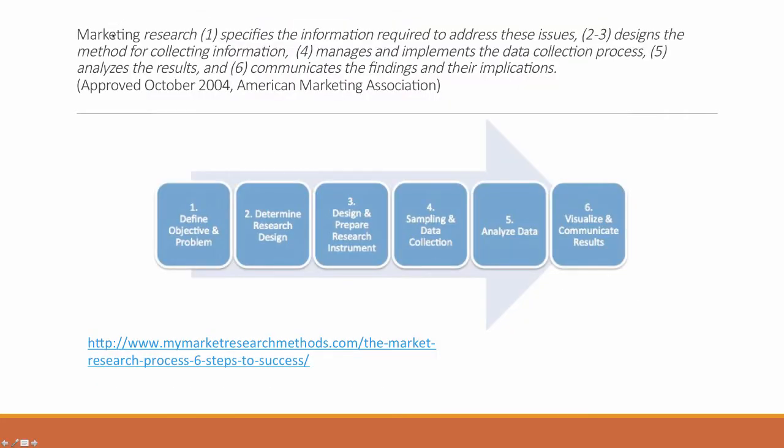Let's look at that marketing research process defined by the American Marketing Association and compare this with the 6-step marketing research plan available from this source that I've highlighted here at the bottom. And really these two processes are the same. The American Marketing Association says that we specify information required to address marketing issues. That's really the same as defining what it is we want to do or defining the problem that we have so that we can accurately do the remainder of the process.